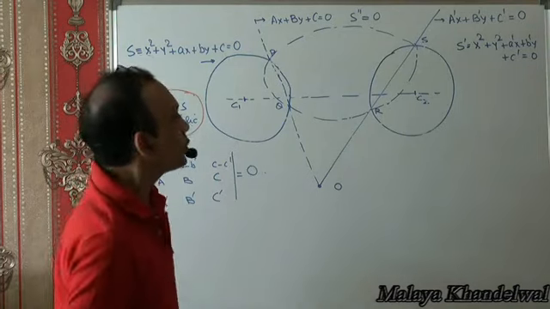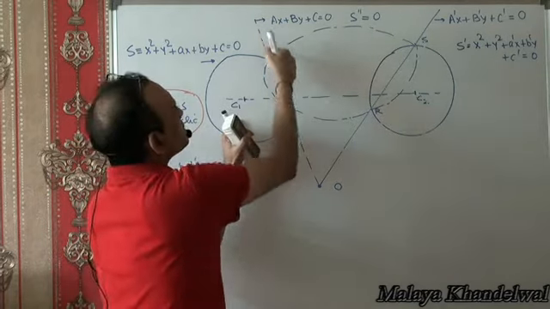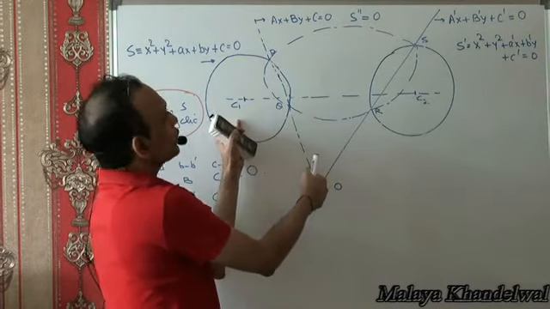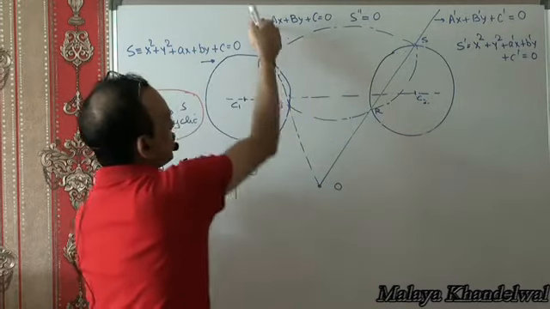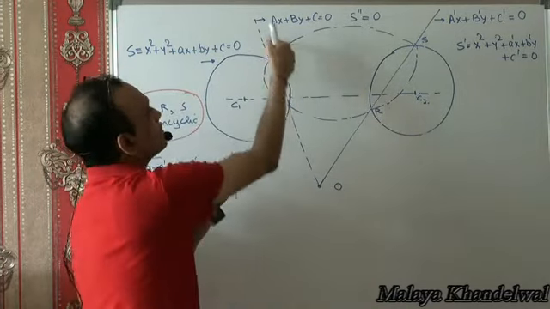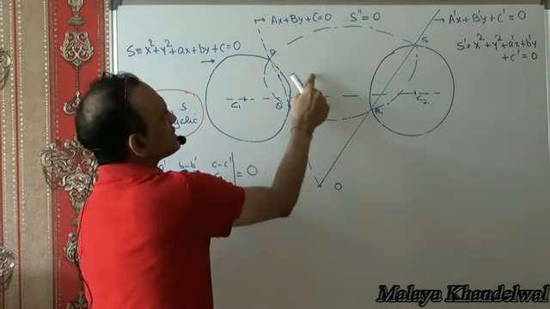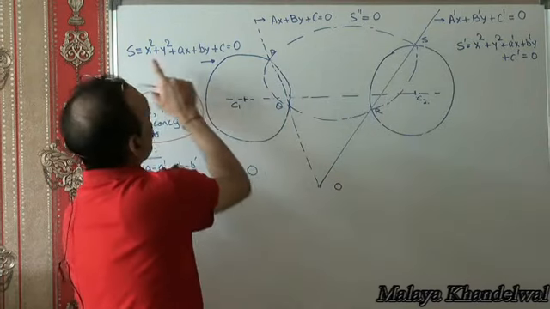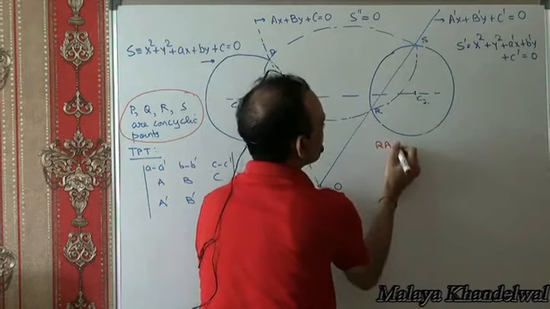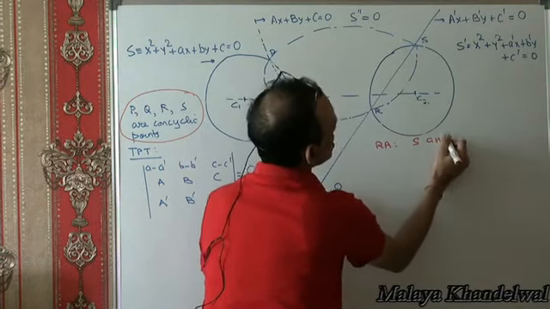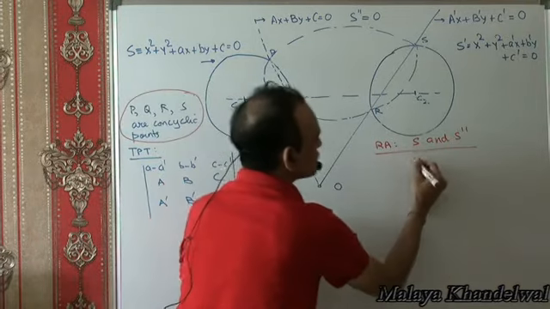Very clearly, ax plus by plus c equal to 0 is a common chord of S and S double prime. Do you also realize it could be looked upon as the radical axis of S and S double prime? Of S and S double prime, this is the radical axis, right? The radical axis of S and S double prime is this line, ax plus by plus c equal to 0.